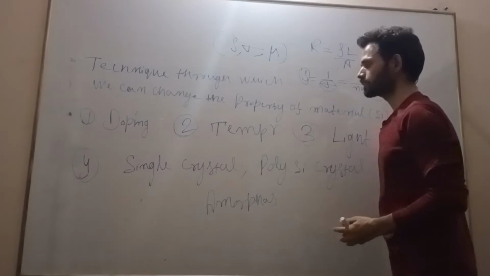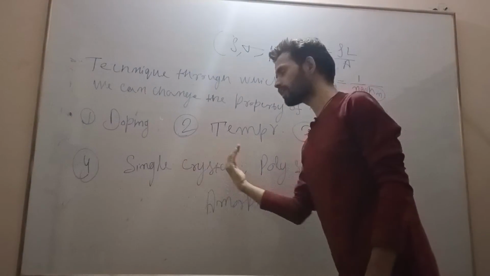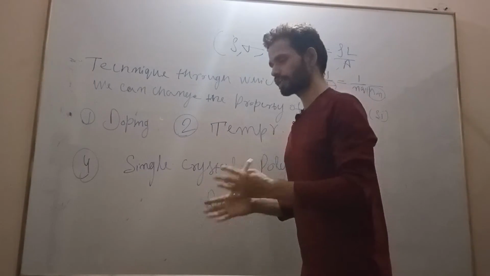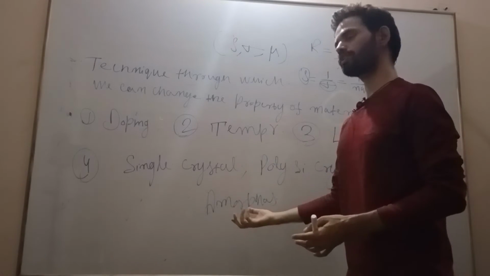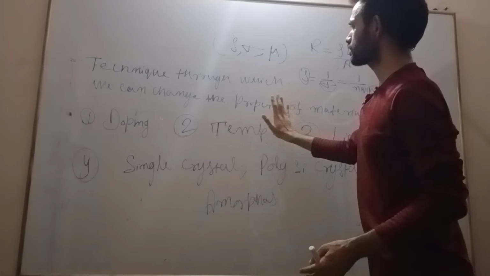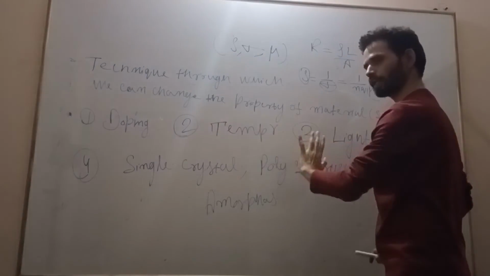Like in single crystal silicon, there is a perfect arrangement of atoms in a periodic manner, and in polysilicon crystal the arrangement is random, and in amorphous material also the arrangement is different. Due to this arrangement we can change the property of material. So these are the four techniques.